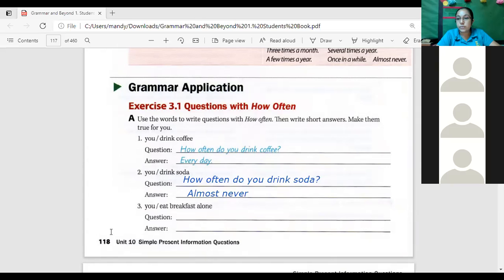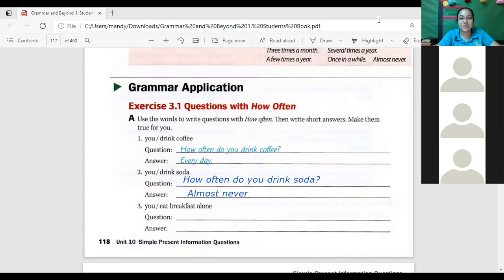Remember, soda is not good for our body, especially for you, because your bones are weak. For that reason, it's not necessary to drink soda. So drink more water. Okay, number 3. You eat breakfast alone. What is the question in that case?